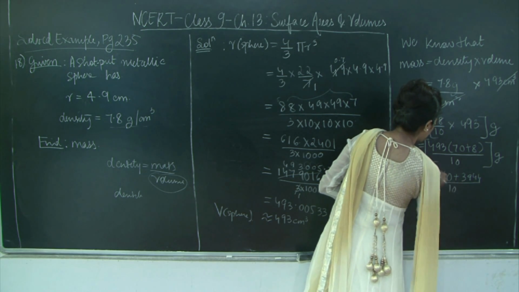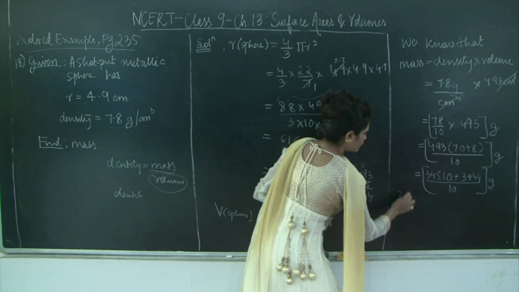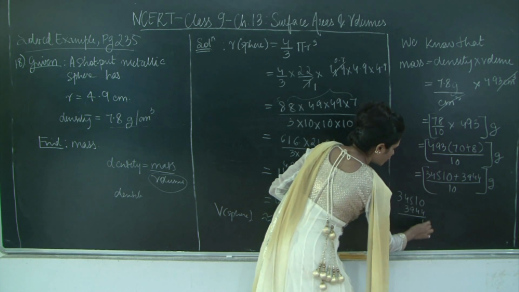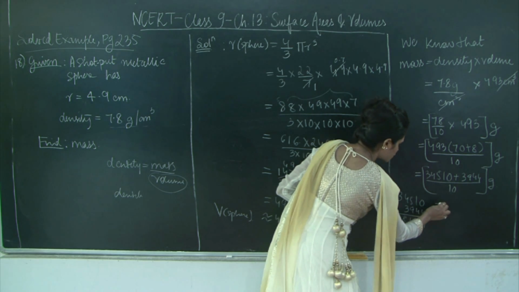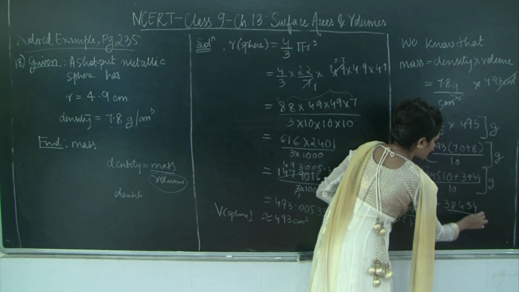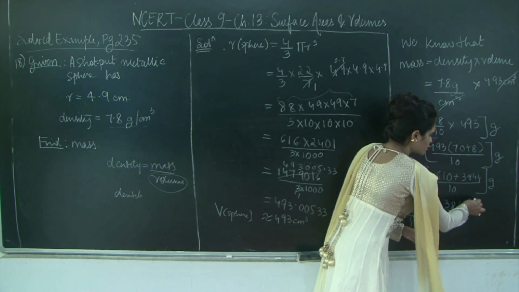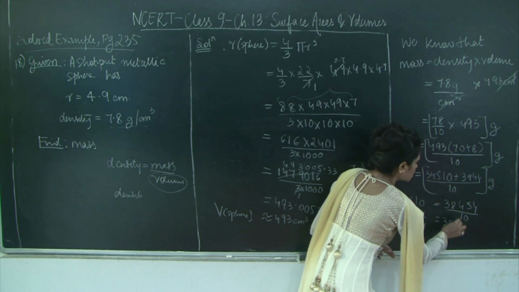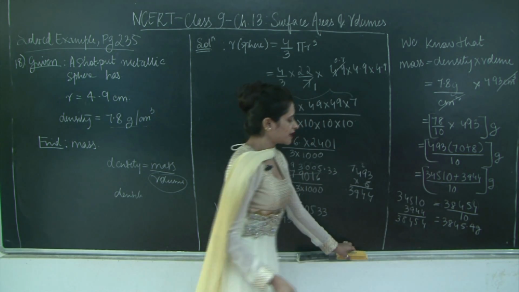Divide by 10, grams. Let's add the two numbers. 34510 plus 3944 is 38454, divided by 10. So in order to get rid of this decimal place, I am going to shift towards the left by one decimal place in the numerator. So this is going to be equal to 3845.4 grams.